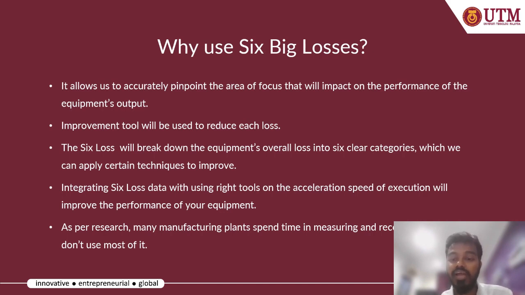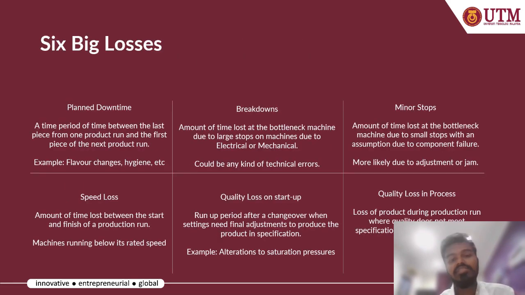performance of your equipment. As per research, many manufacturing plants spend time measuring and recording data but don't use most of it. So there are 6 big losses. The first is planned downtime. Second is breakdown. Third is minor stops. Fourth is speed loss. Fifth is quality loss on startup. And sixth is quality loss in process.